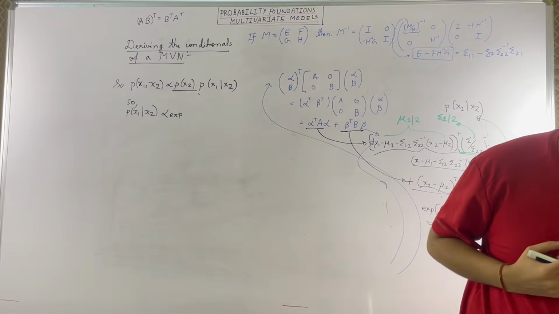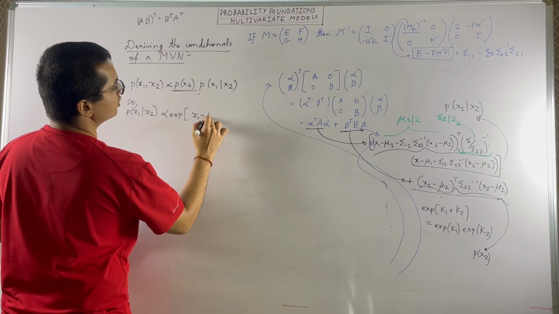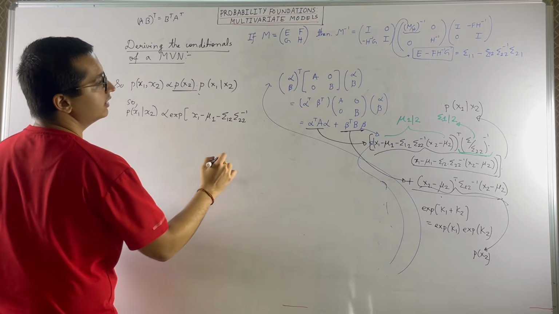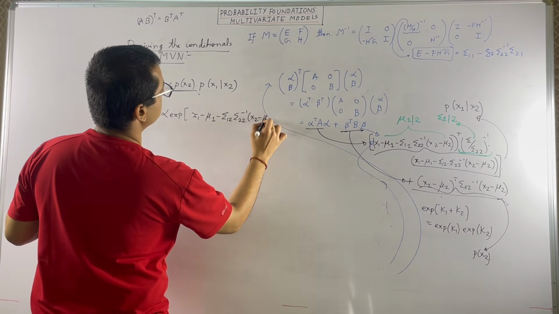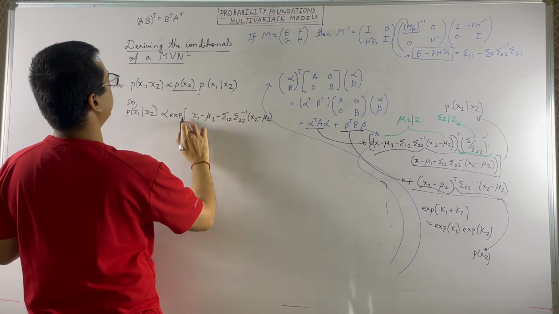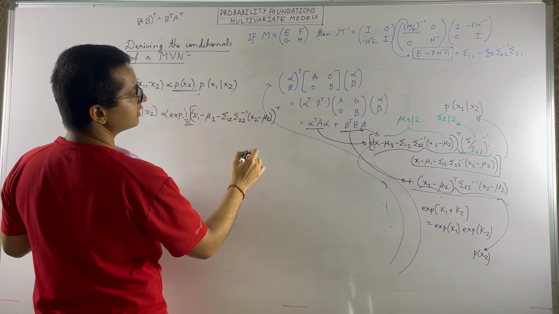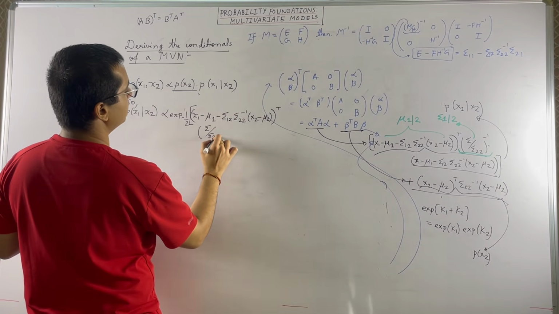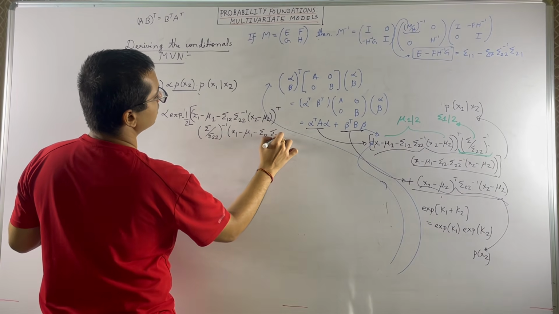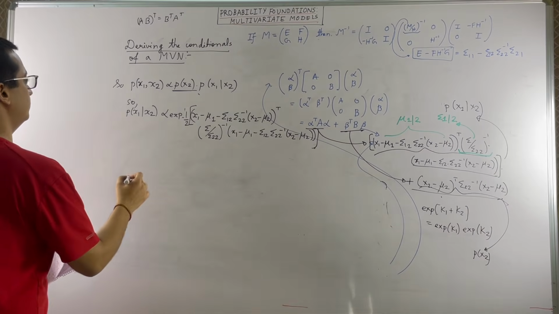You are getting the concept, right? Okay, so this is exp of x1 minus mu1 minus sigma 1 2 sigma 2 2 inverse, x2 minus mu2. All right, so exp of, actually, what it is, minus half, right? Minus half this transpose sigma by sigma 2 2 inverse, x1 minus mu1 minus sigma 1 2 sigma 2 2 inverse x2 minus mu2.